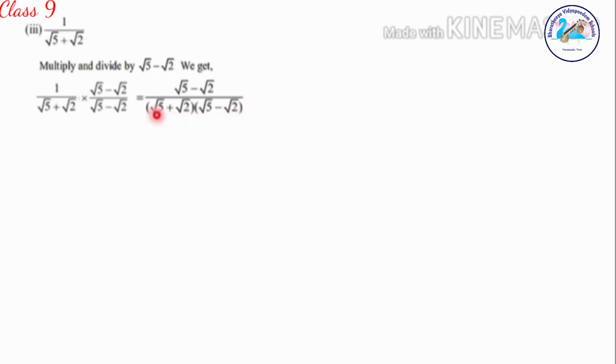Then the denominator is in the form a plus b into a minus b. We know that a plus b into a minus b is a square minus b square. So by using a square minus b square, we have to expand the denominator. That is root 5 minus root 2, the numerator is the same.